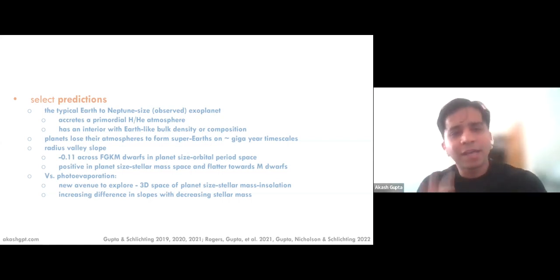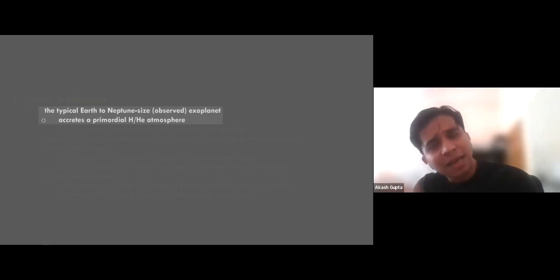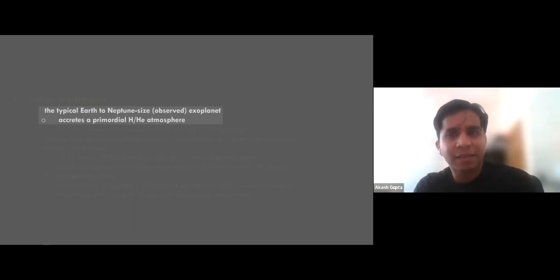So at this point, I would like to highlight one of the things that I just pointed out here: the typical Earth-Neptune sized exoplanet creates a primordial hydrogen-helium atmosphere. Now, this is unlike Earth, but not that surprising. I mean, in our own solar system, we have Jupiter, Neptune, and Uranus, who have hydrogen atmospheres after all.